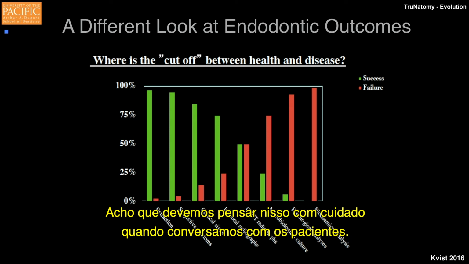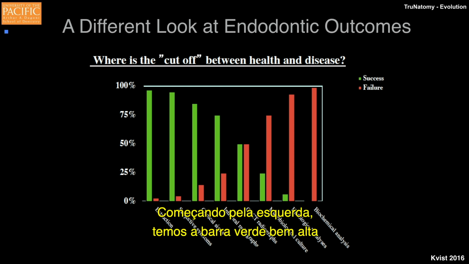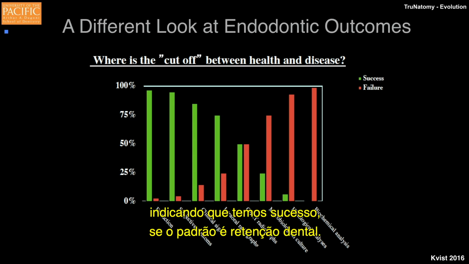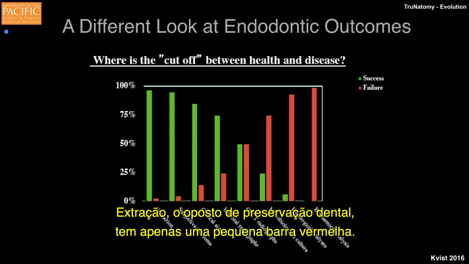And so I think this is something that we have to take home and think very carefully about when we talk to our patients. When we begin on the left, we have the green bars that are pretty tall. And they're indicating that we are very successful if the yardstick is tooth retention. Extraction, the opposite of retention, only a very small red bar.